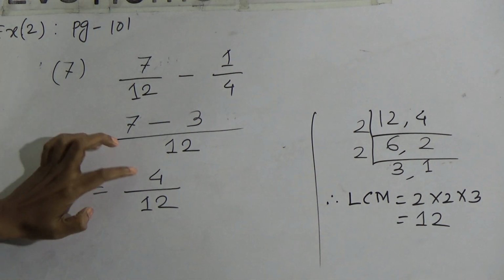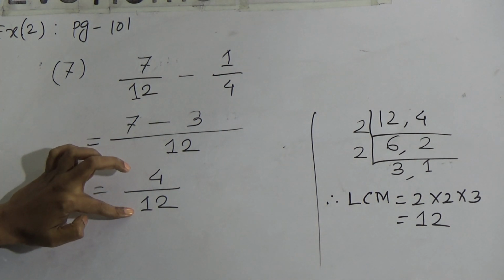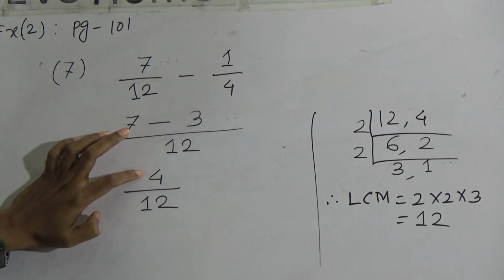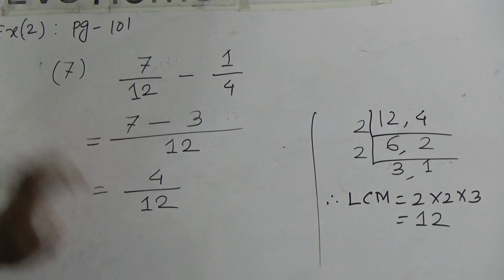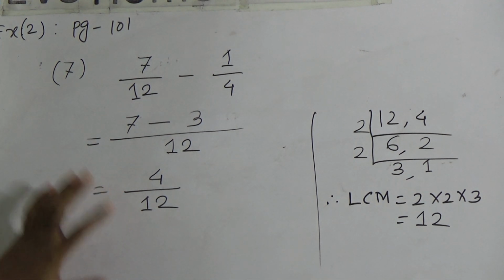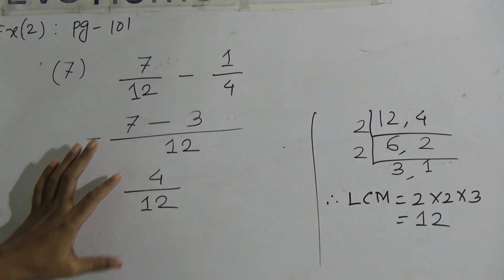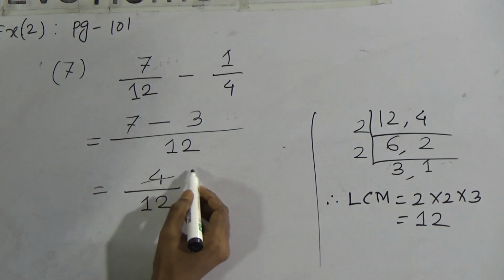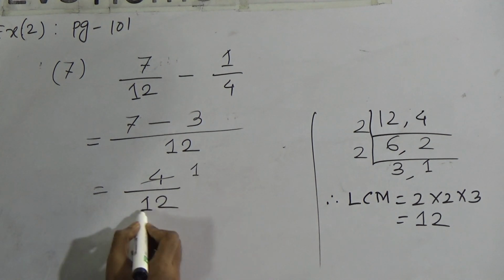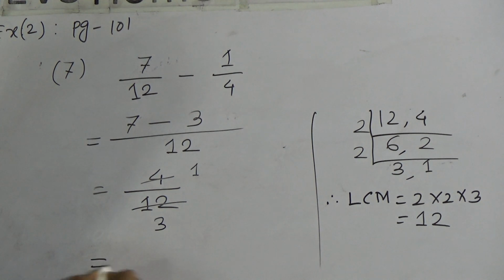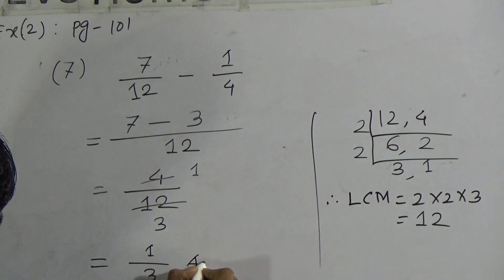Look, between 4 and 12, we can divide 4 by 4. Similarly, we can divide 12 by 4. That means 4 is the common factor between 4 and 12. So divide 4 by 4, then you get 1. Similarly, divide 12 by 4, then you get 3. So our answer will be 1 by 3. And this is the answer.